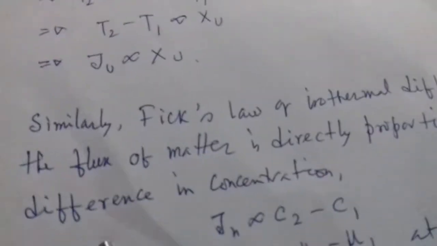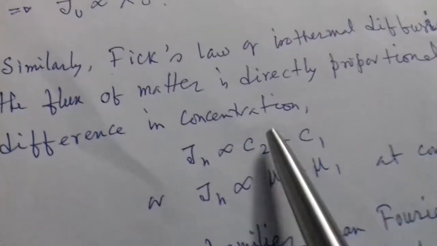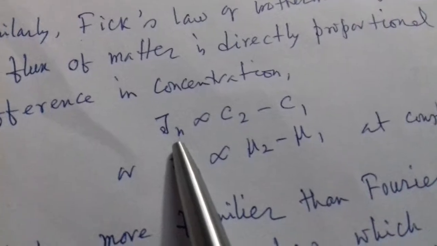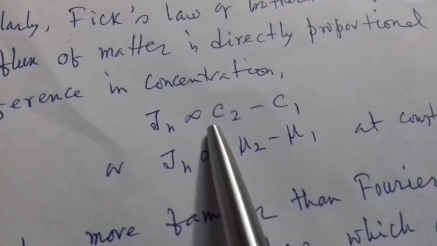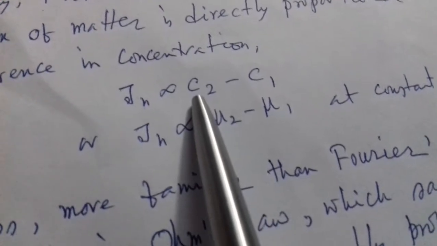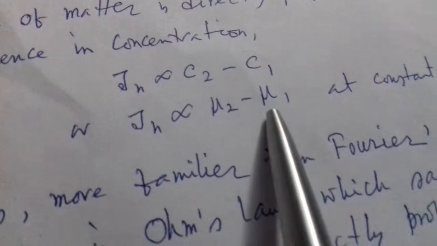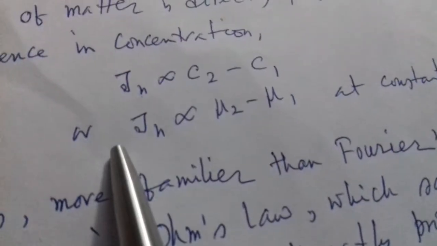Similarly, Fick's law of isothermal diffusion says that the flux of matter is directly proportional to the difference in concentration. That is, Jn, flux of matter, is proportional to concentration difference, that is C2 minus C1. Once again, C2 is logarithmically proportional to mu2, the chemical potential, and C1 to the chemical potential of component 1. So Jn is proportional to mu2 minus mu1 at constant temperature, because we have taken the isothermal condition.